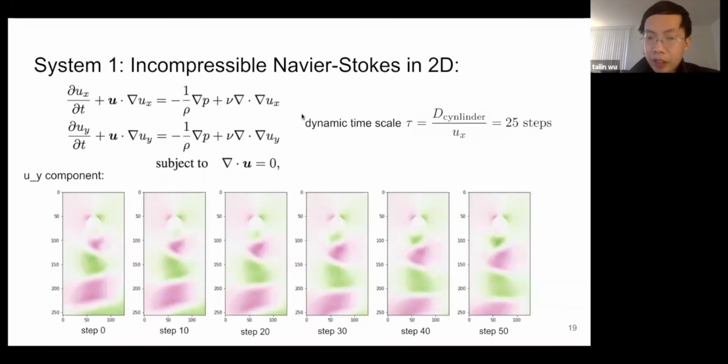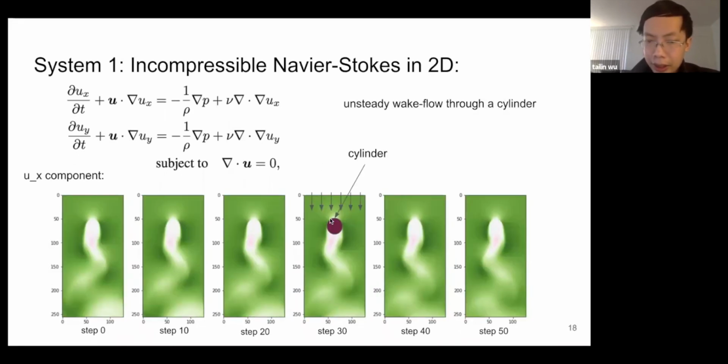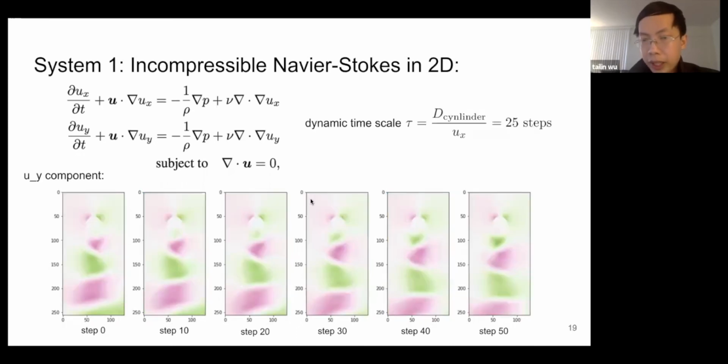Basically, we can see that here the diameter of this cylinder is 25, and the speed of this ux is 1 at this upper side. Therefore, we can calculate the dynamic timescale of the system to be this diameter over this u, which is 25 time steps. Which means that after 25 time steps, this system has evolved significantly.